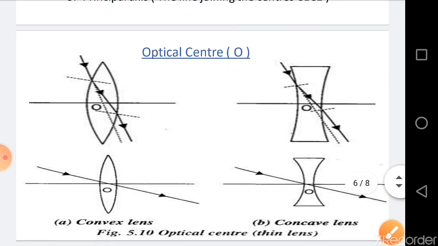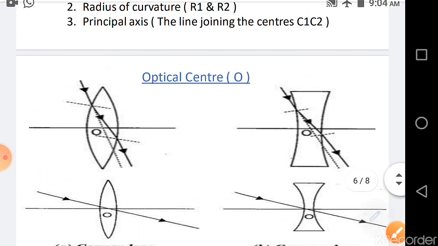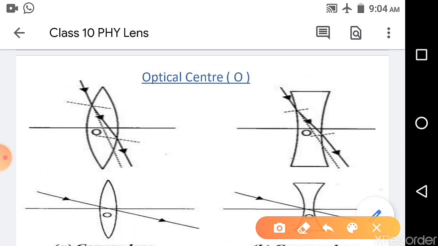Now we have the optical center. So what is the optical center? This is a lens, a convex lens, and we are supposing a point O here on the principal axis. Maybe exactly in the middle of the lens, or maybe somewhere else, but the point O is inside the lens on the principal axis, that is the line joining the centers of curvature C1 and C2.